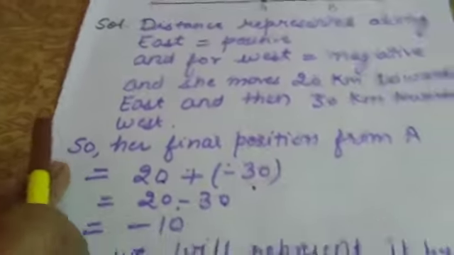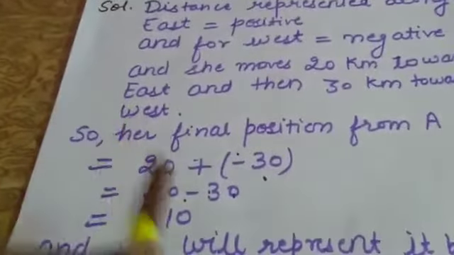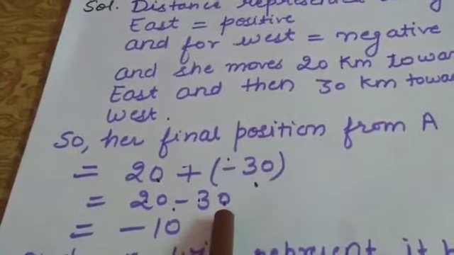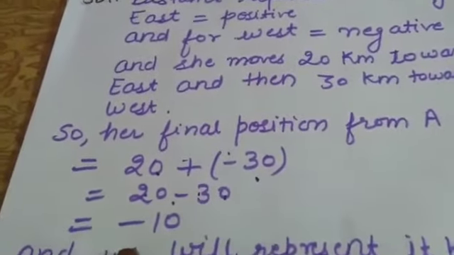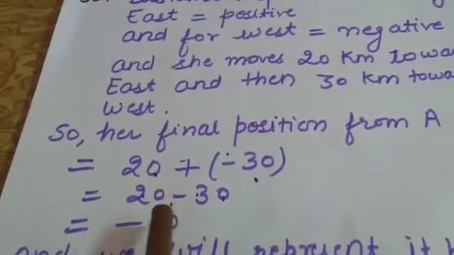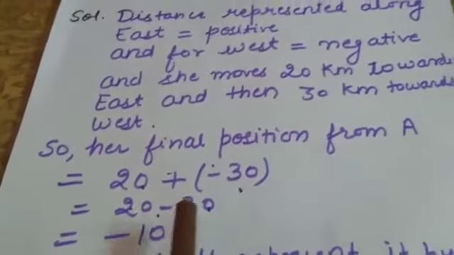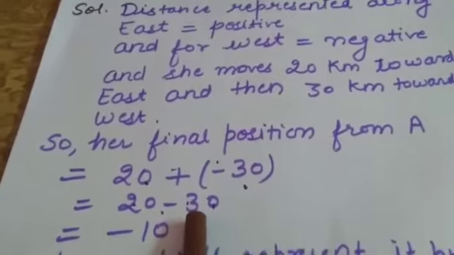Again the same concept for solving integers. 20 and 30, here one is positive and one is negative. Simply you have to subtract the smaller number from the bigger one, you will get 10, and the sign will be of the number which is larger among these two. So the answer will be minus 10.